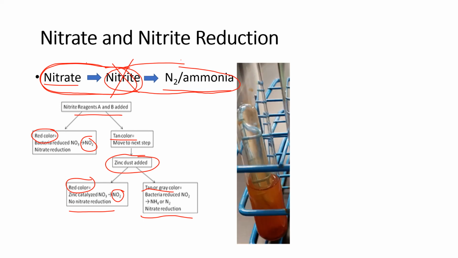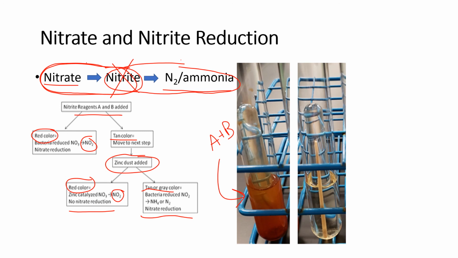So as an example, here is a tube of the broth. You added the bacteria, incubated for 48 hours. You've added reagents A and B, and it turns a red color. So that means that nitrite is present, which means all you had was nitrate reduction.